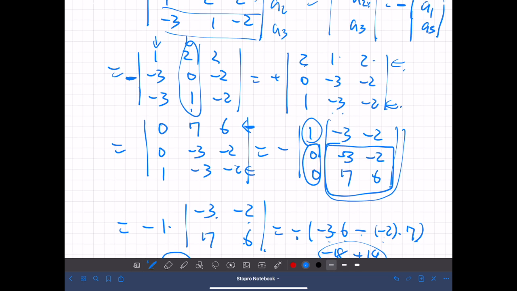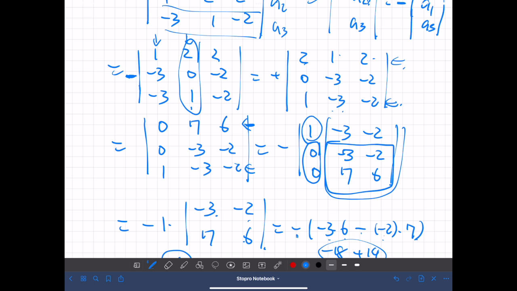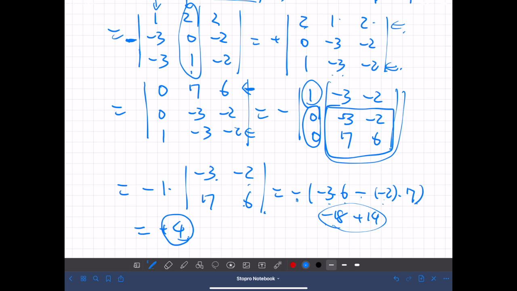So again, just applying the definition is not a good idea because it's just too tedious to calculate. So before calculating any determinant, think about simplifying it first. And that will make your life easier.